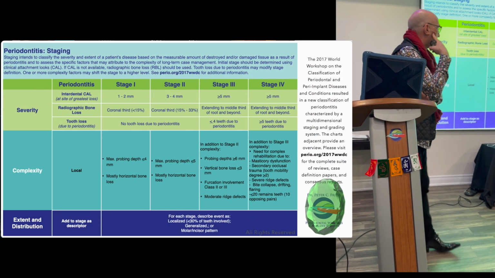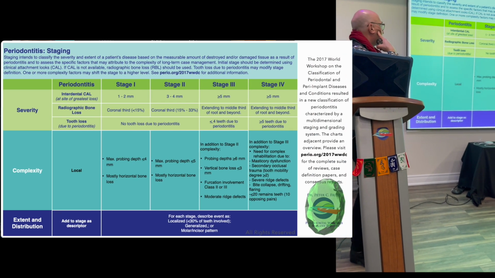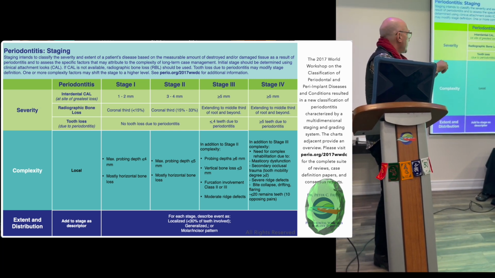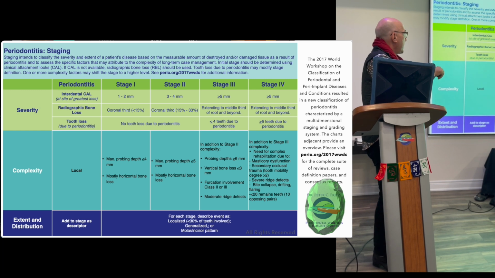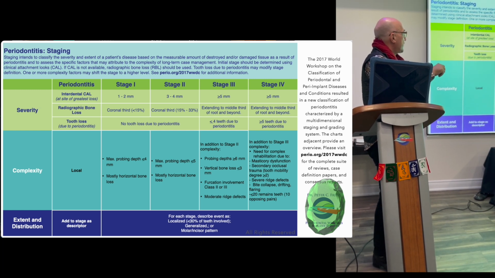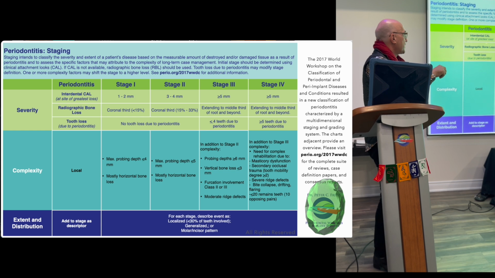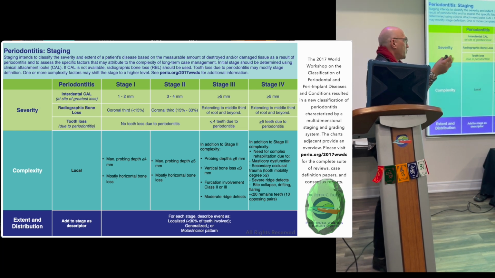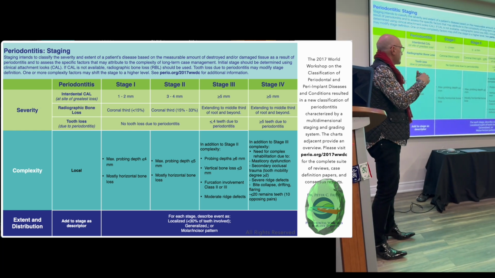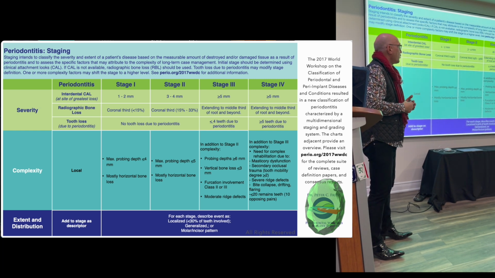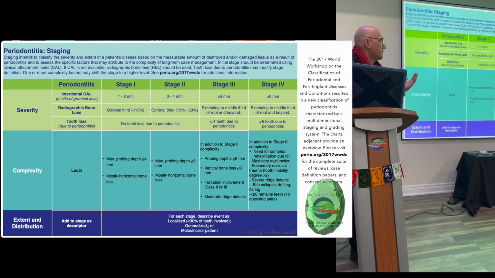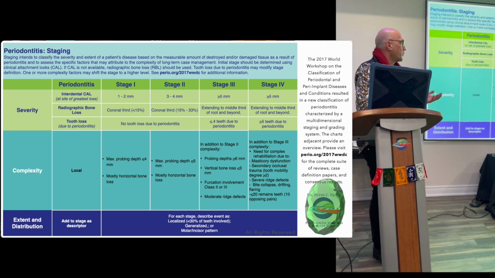So we have a handy little chart for you here on staging. And there are 4 stages. And this is on the app for you. And what it looks like is severity and complexity. And what you're looking at is the interdental clinical attachment loss at the site of the greatest loss. So you can have 1 to 2 millimeters, 3 to 4, more than 5 for these two. The radiographic bone loss, is it the coronal third? Is it the coronal third 15 to 33%? Or is it beyond that? Right? And then how much tooth loss have you had? There's no tooth loss, or less than 4 teeth, or 5 or more.